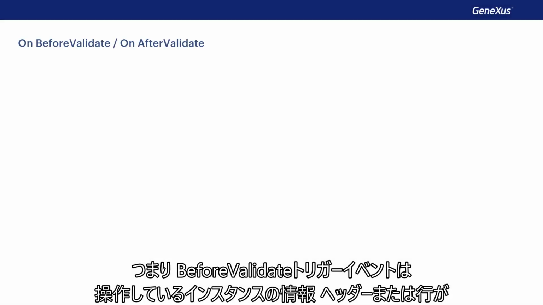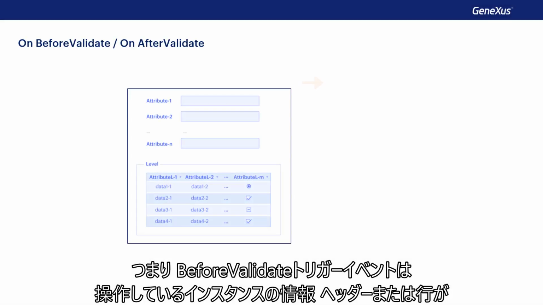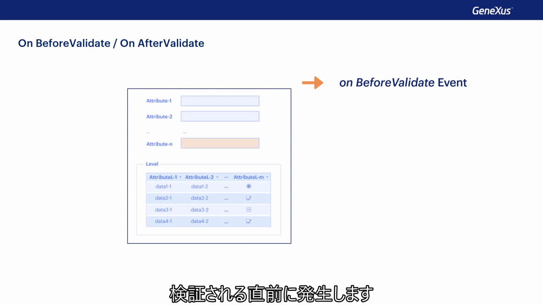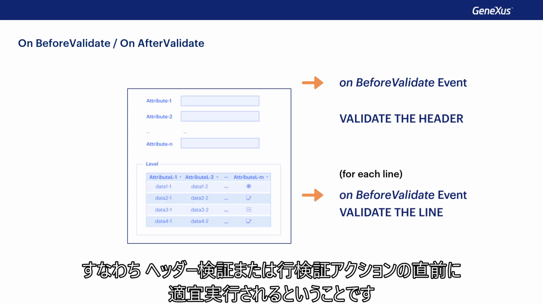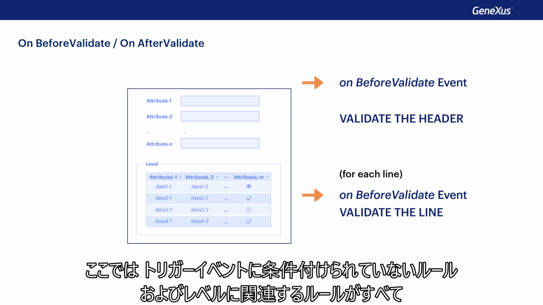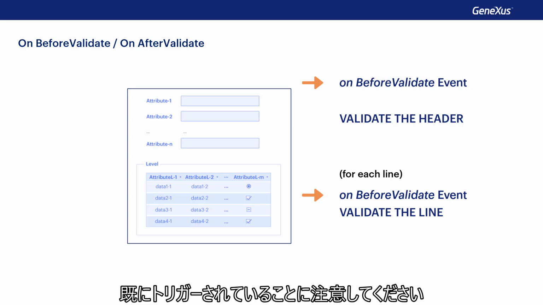In short, the BeforeValidate triggering event occurs right before the information of the instance we're working with, header or line, is validated. That is to say, it'll take place right before the header validation or line validation action as appropriate. Remember that here, all the rules that are not conditioned to any triggering events and that are related with the level will have already been triggered.